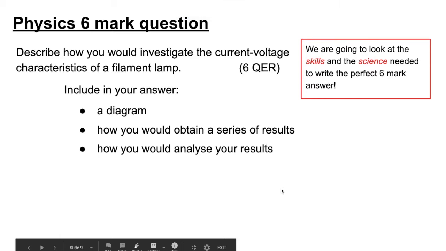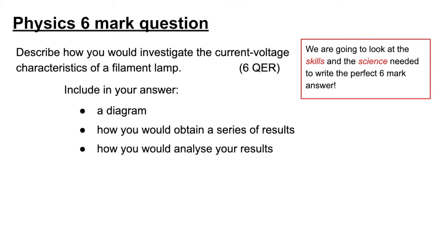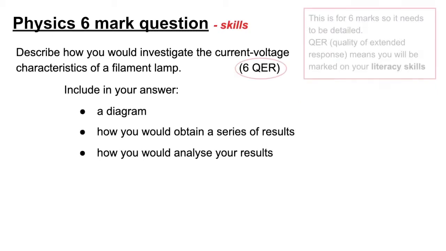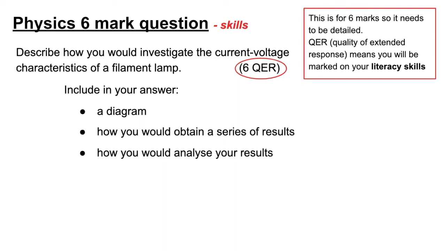Okay, so looking at this physics question first, and the skills and science that you need to write the perfect 6-mark answer. To begin with, it is a 6-mark question, so you're going to need to write a detailed answer. The QER, quality of extended response, means that you will be marked on your literacy skills. So despite the fact that you might have 6 bits of correct science in your answer, if the literacy isn't up to standard, then you won't be given a mark in the 5 or 6 mark region. You'll be marked down. So it's really important that you know how to write these answers well.